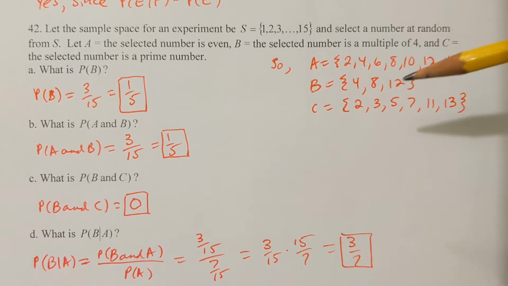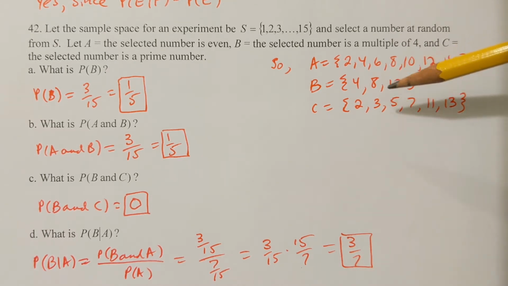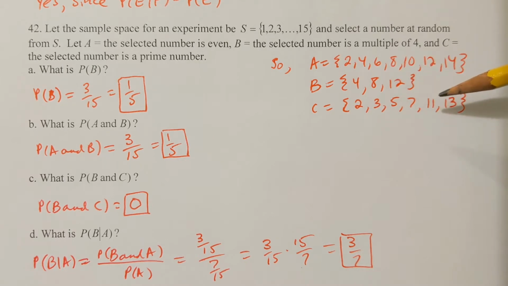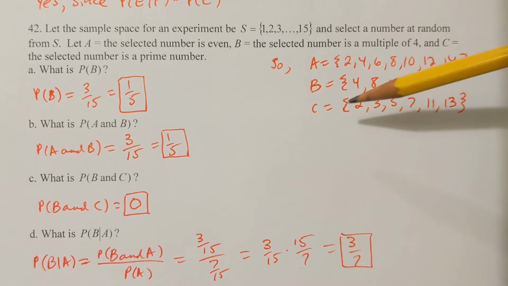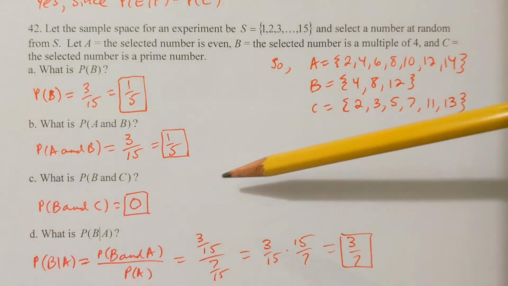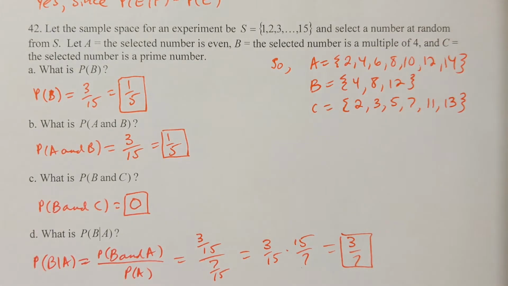Part C, what is the probability of B and C? Okay, so B and C, 4, 8, 12, neither one of those are in C, so that'd be 0, a 0% chance.